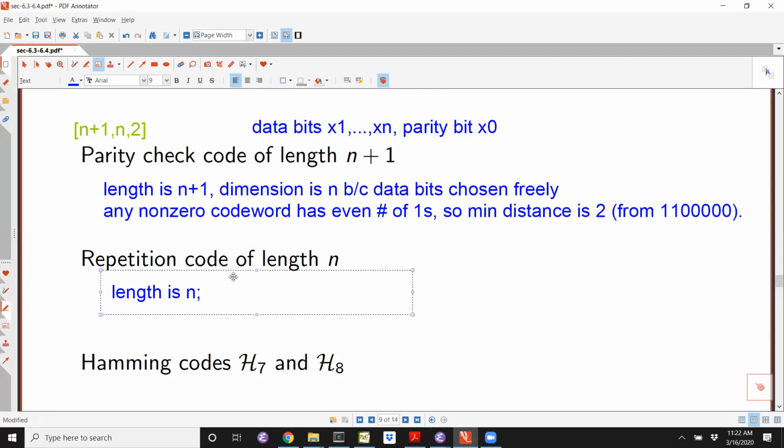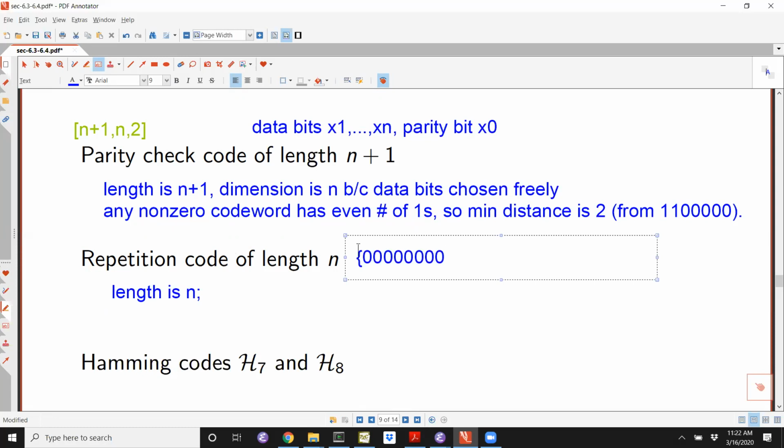Let me remind you what the repetition code of length n is. This is the code that has exactly the words in it. So this is length 9: 1, 2, 3, 4, 5, 6, 7, 8, 9. Remember, the repetition code of length n, which we saw before, is the code that has exactly two code words in it.